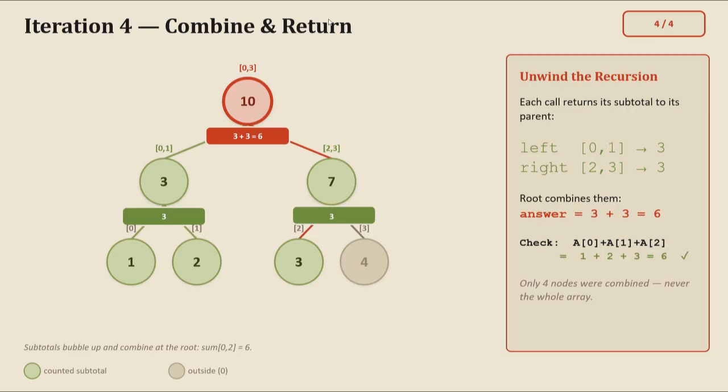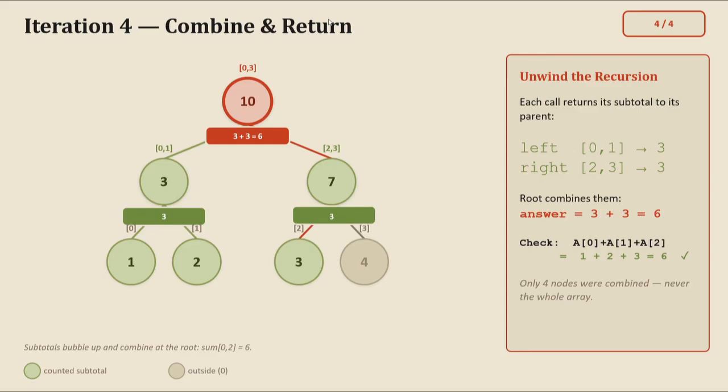Now the recursion unwinds. Each call passes its result back up to its parent. The left child index 0 to 1 returns 3, the right child index 2 to 3 returns 3. The root combines them: 3 plus 3 is equal to 6, and we can verify A[0] plus A[1] plus A[2] is equal to 1 plus 2 plus 3 is equal to 6. Correct.